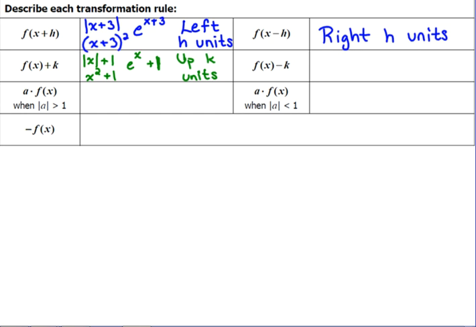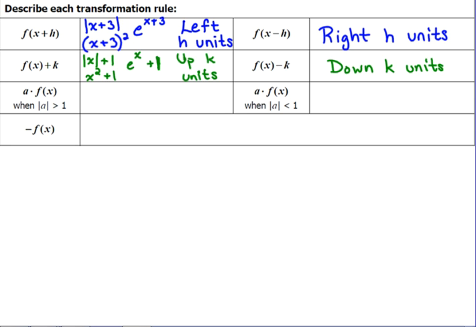Because we're taking the absolute value function and we're adding 1 to every single y value. Or we're taking x squared and we're adding 1 to every single y value. Or we're taking e to the x and we're adding 1 to every single y value. So that's why it moves it up k units. So f of x minus k would move it down k units. So vertical changes are what we expect them to be. Plus up, minus down.